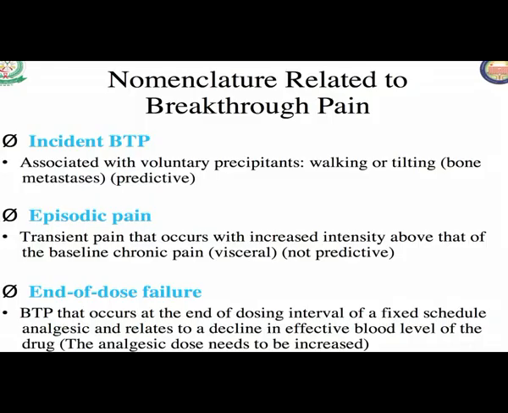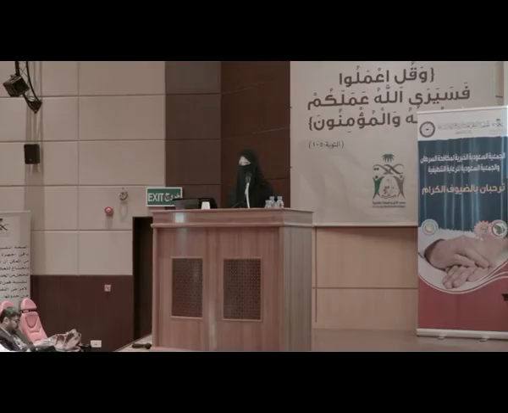How about the nomenclature related to breakthrough pain? There are different types of breakthrough pain. Breakthrough pain can be incidental breakthrough pain. For example, the patient will tell you, I'm okay, I'm controlled with my regular long-acting opioids or whatever analgesic, but when I move or when I walk, I have pain. So this is what we call incidental breakthrough pain.